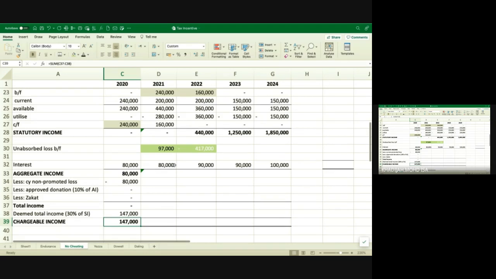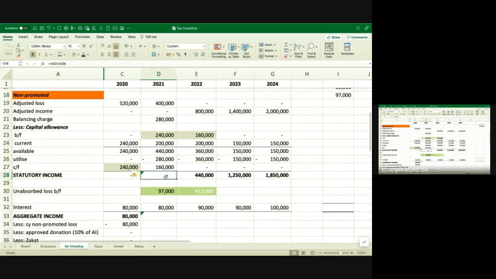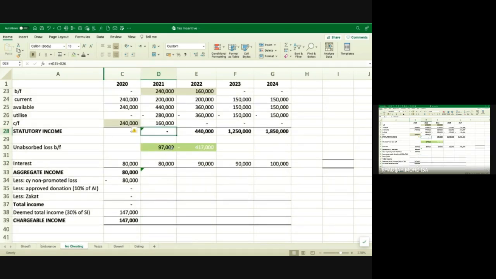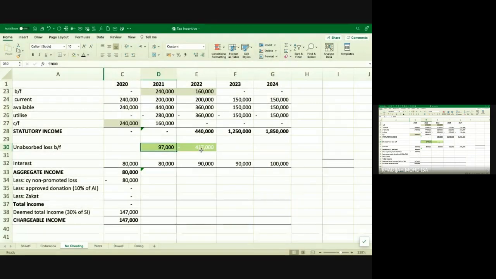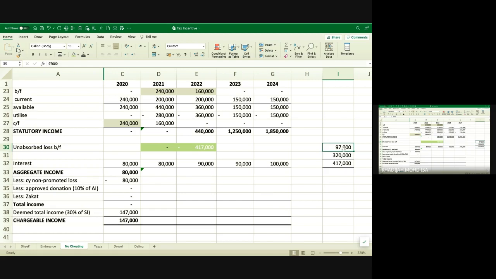Okay. All right. Now let's go into 2021 where your statutory income is nil, but you have unabsorbed loss of 97,000. So 97 cannot appear here, which means you're going to carry forward to next year. So I put a 0 here. Remember that here you have 97,000. You have a loss that you carry forward, 97,000, to YA 2022. And income of interest is 80,000. So now you still have your aggregate income of 80,000.